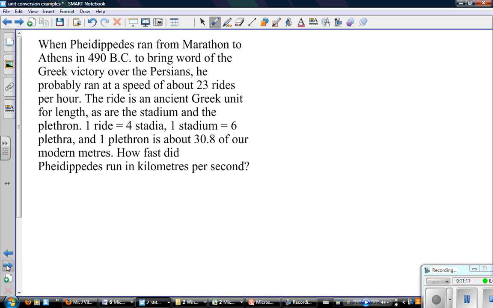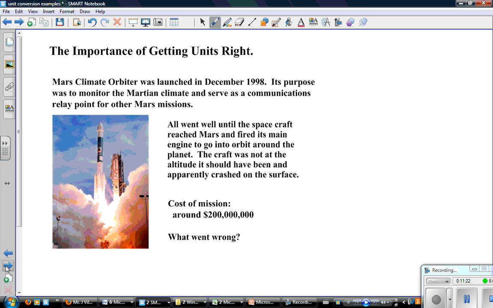And then there's another one here. These are actual old ancient Greek measurements that they used. Now, why is this so important? Well, this is one of the most extreme examples I could find. Mars Climate Orbiter was launched in December 1998. Its purpose was to monitor the Martian climate and serve as a communications relay point for other Mars missions.